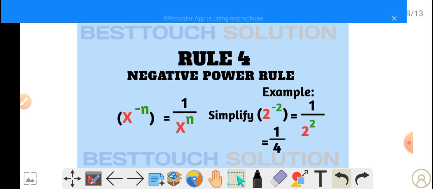Another rule, which is the negative power rule, which is rule 4. If a term has a negative index, it can be represented as a reciprocal with the positive index as its power. Now, x raised to power minus n will give us 1 over x raised to power n. In this example, let's simplify 2 raised to power minus 2. This will give us 1 over 2 raised to power 2, and the answer is 1 over 4.